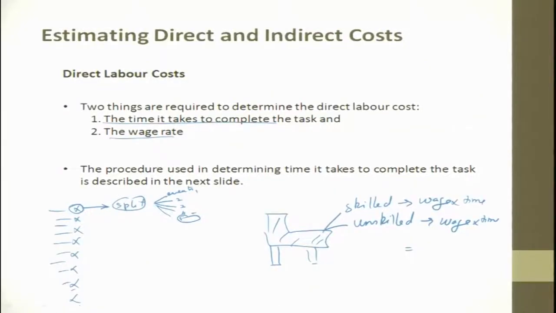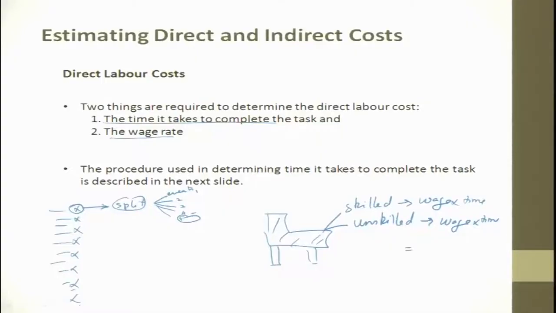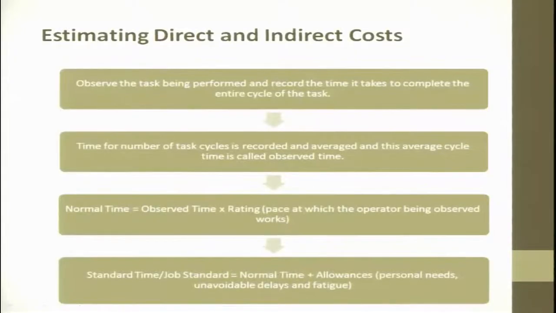When I try to split smaller and smaller, what happens is, there are standards which are established by industrial labor law or the organization. They have said that for this micro event, this should be the time given. So, here what we do is estimate the direct and indirect cost, observe the task being performed and record the time it takes to complete the direct cycle of the task.